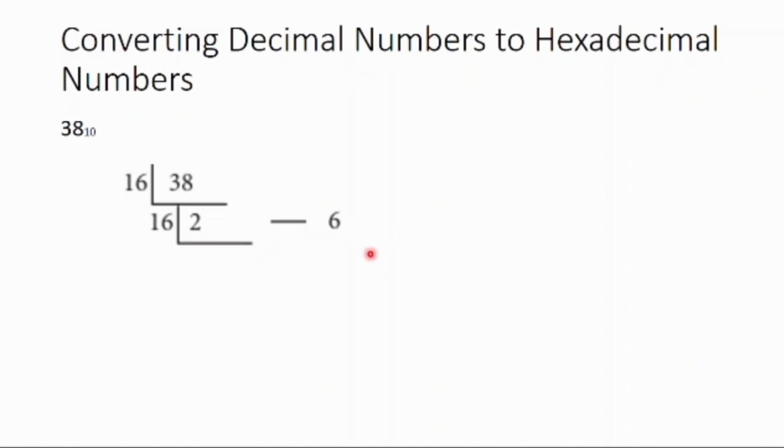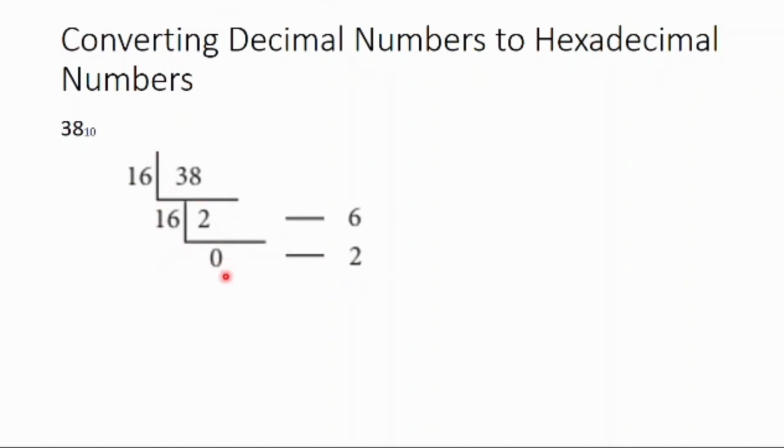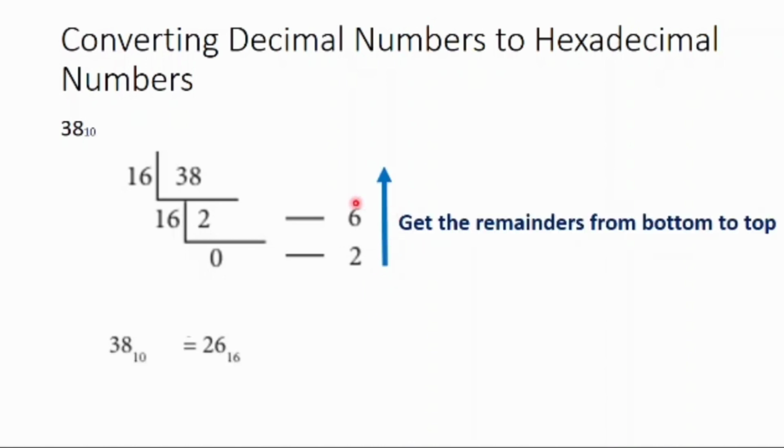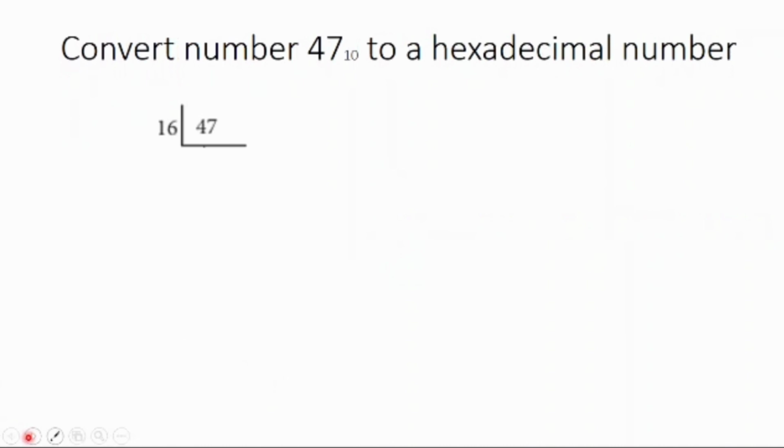Divide until you get 0, same as previously, but you use 16 because the base of hexadecimal is 16. When 2 is divided by 16, the answer is 0 and remainder 2. Then take the remainder from bottom to top. 38 is equal to 26, and write base 16 to show that when the decimal number 38 is converted to hexadecimal, you will get 26 as the hexadecimal value.